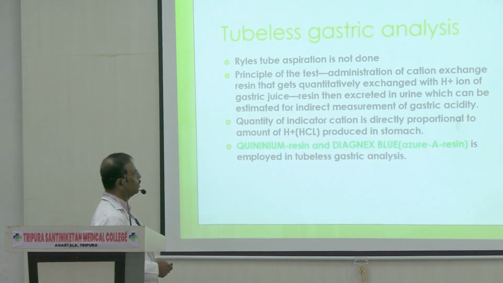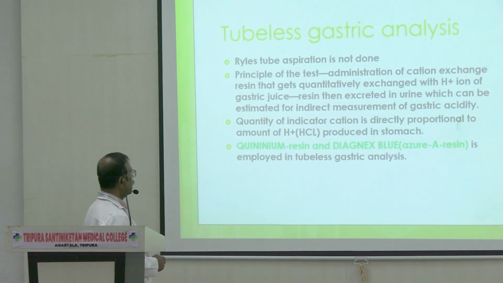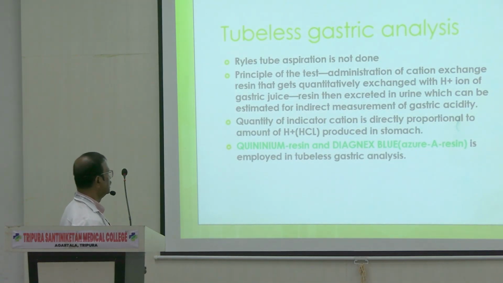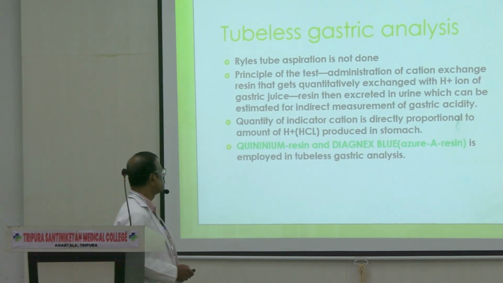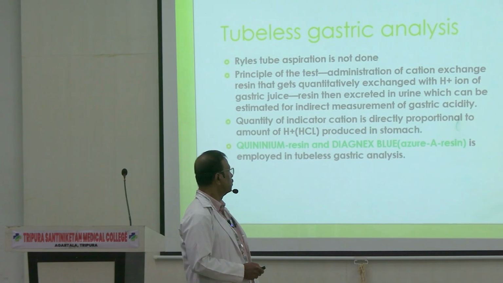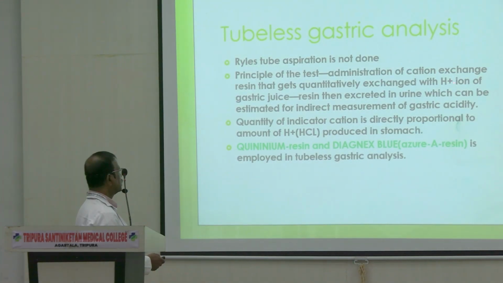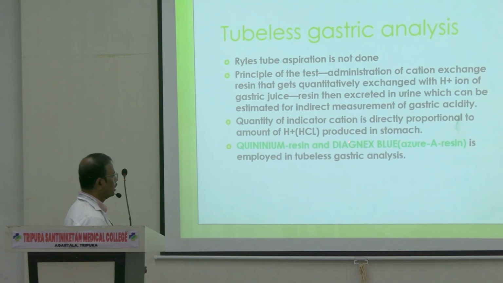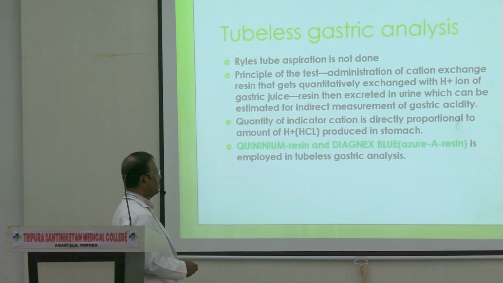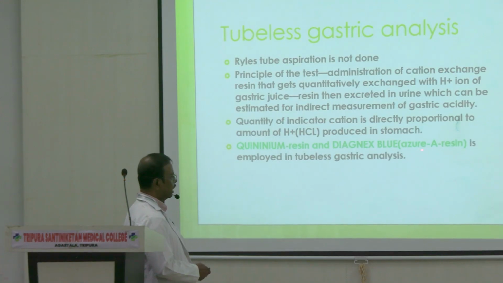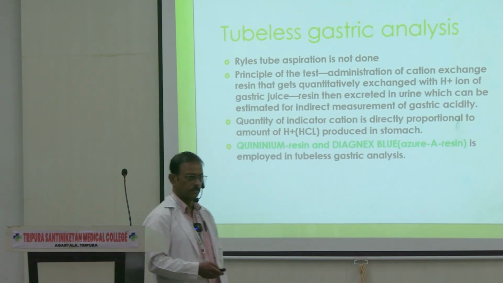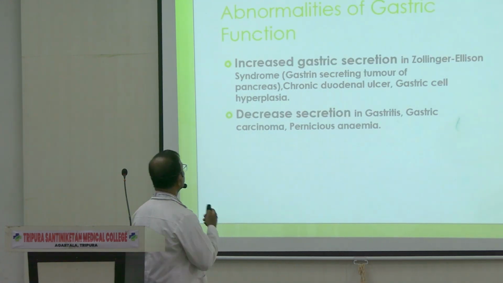The resin is then excreted in the urine, which can be estimated for indirect measurement of the gastric acidity. Quantity of indicator cation is directly proportional to the amount of hydrochloric acid produced in the stomach. Cation exchanger like quininium resin or Diagnex blue, which contains azure A resin, is employed in tubeless gastric analysis.